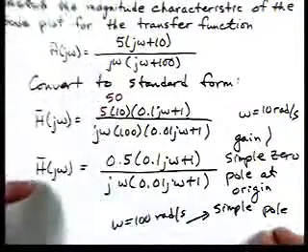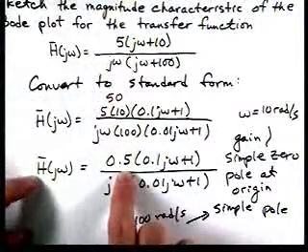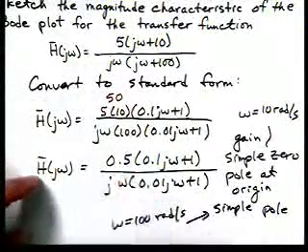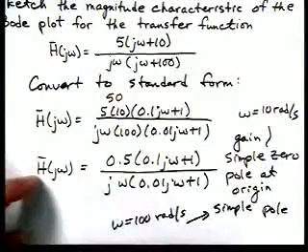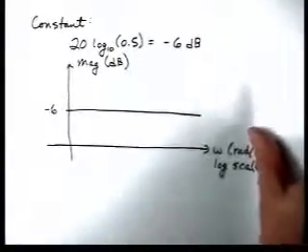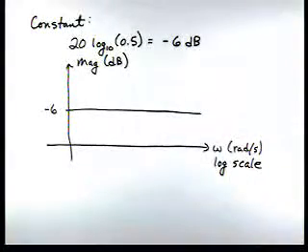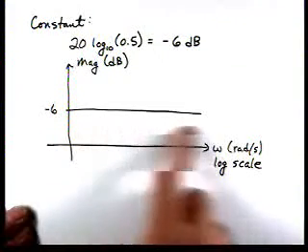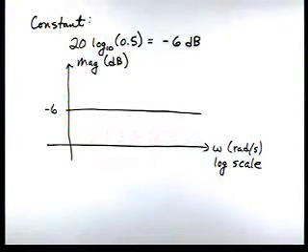So if we look, our gain term here is 0.5. If we plot that as a function of ω and convert it to dB, we'll have 20 log base 10 of 0.5, which is minus 6 dB. So our characteristic for our constant term is just a value of minus 6 dB for all frequencies.